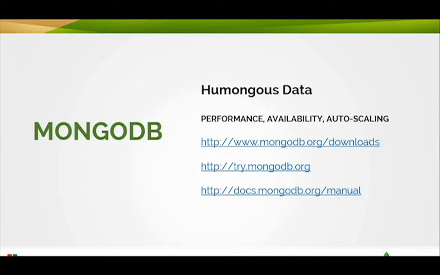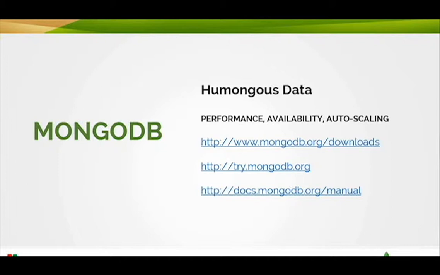So about MongoDB. MongoDB derives its name from the word humongous data. As the name signifies, MongoDB is all about handling large volumes of data. It's oriented towards performance, availability, and automatic scaling. Those are the key points that make MongoDB a spectacular choice if you want to write an application that needs to be scalable and needs to work with a lot of data.